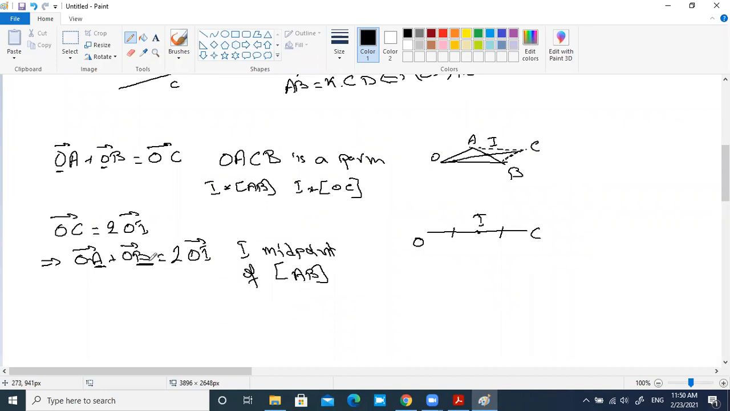And here is a remark that we are going to mention. O is any point. And here, for example, you also consider point D, any point in the plane.